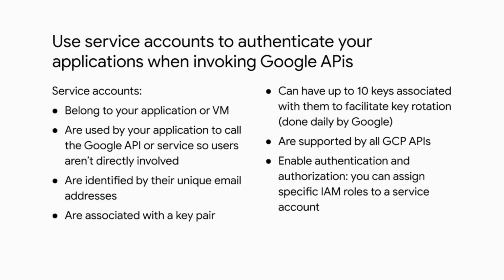Service accounts belong to your application or VM instance instead of to an individual user. They're used by your application to call the Google API or service so that users aren't directly involved in the authentication process. Each service account is identified by its unique email address. Service accounts are associated with a key pair and can have up to 10 key pairs associated with them to facilitate key rotation, which is managed by Google and done daily. Service accounts enable authentication and authorization because you can assign specific IAM roles to a service account.